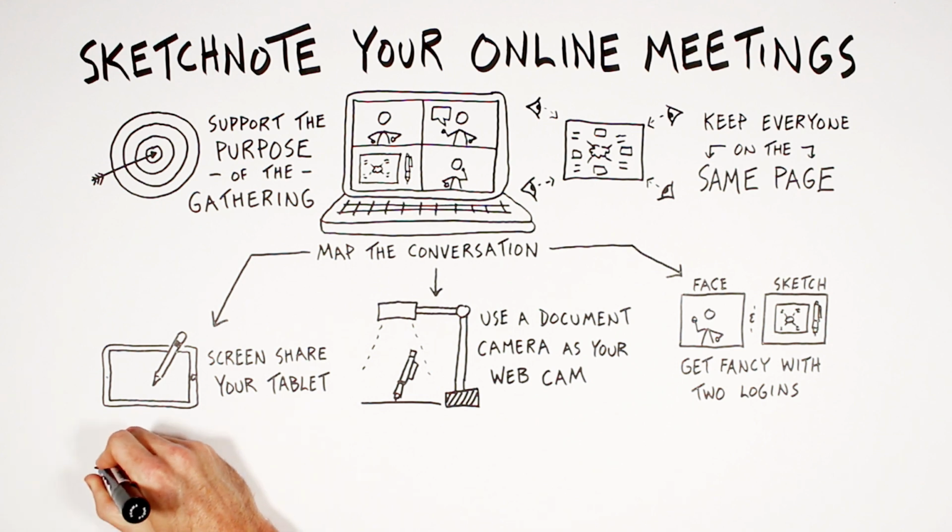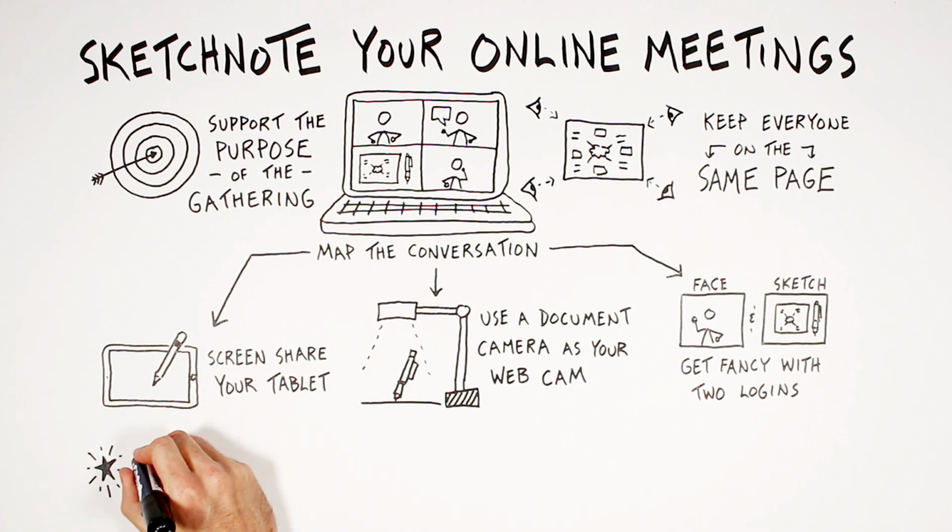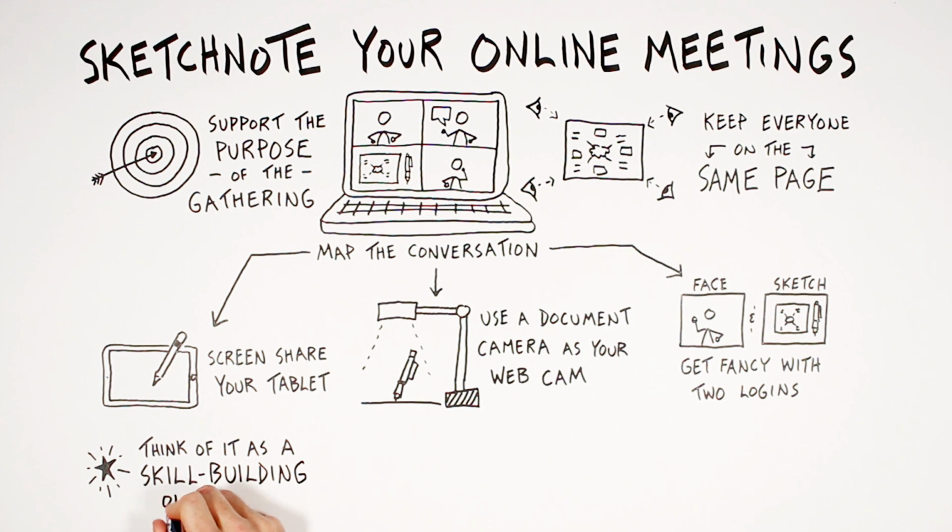And if you give this a try, I have a few tips for you. I encourage you to think of this as a skill building opportunity. Don't feel like you have to create these super polished sketchnotes. It's just about creating this visual record that helps those gathered in that meeting achieve the purpose of it. And when you approach it as this opportunity to build your sketchnoting skills, I think that helps you from getting too hung up on how the thing actually looks.